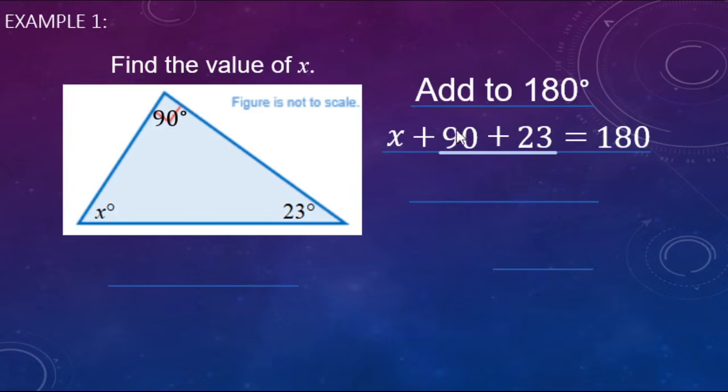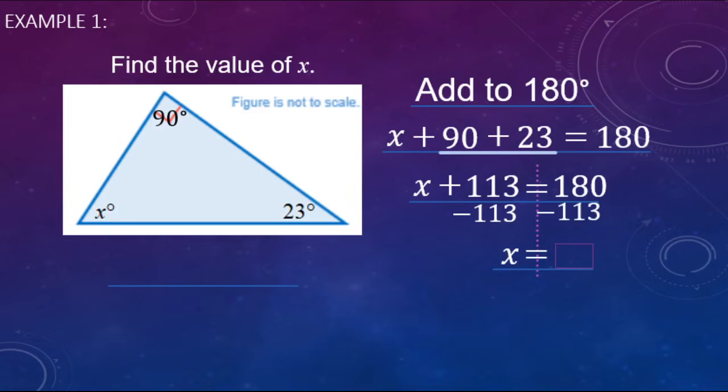And then from here, we're going to clean this up a little bit so we can add like terms. We have an equation, so we're going to add like terms. We'll have X plus, adding like terms here, 90 and 23 make 113, and that still equals 180 degrees. So now we're trying to get X by itself, now that we've cleaned up the equation, simplified, added like terms. To go from X plus 113 to X, we're going to undo the plus 113 with a minus 113 to both sides.